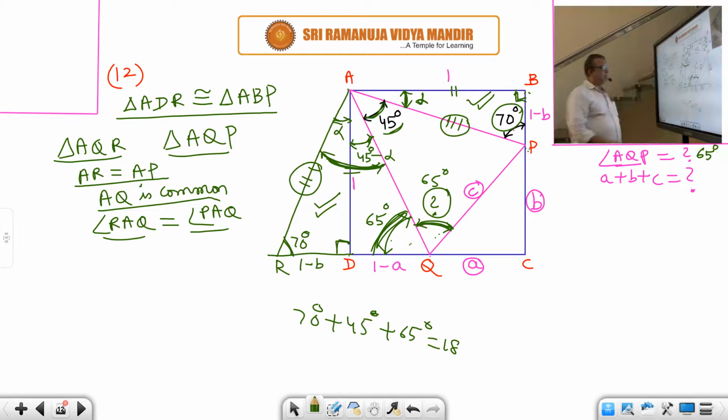Next, what is the perimeter of the triangle, A plus B plus C? We prove that it is just 2 units. How? Because these two triangles are congruent. Which two triangles? AQR and AQP are congruent, we have proved. So therefore RQ must be equal to QP.